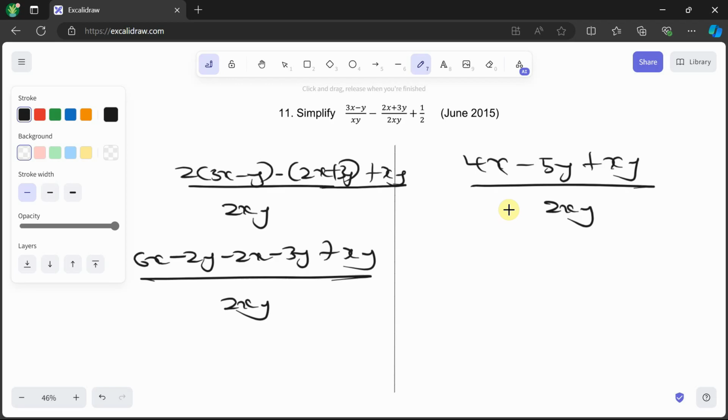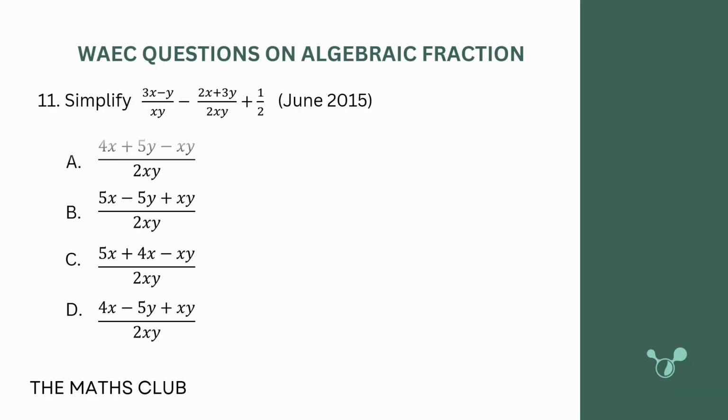So this is the lowest that we can go for this particular question. Let's see if our answer is correct. So that should be option D, which is (4x minus 5y plus xy) all over 2xy.